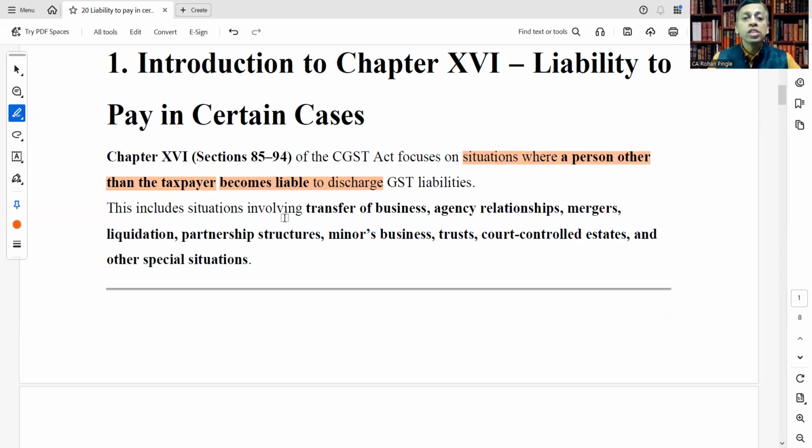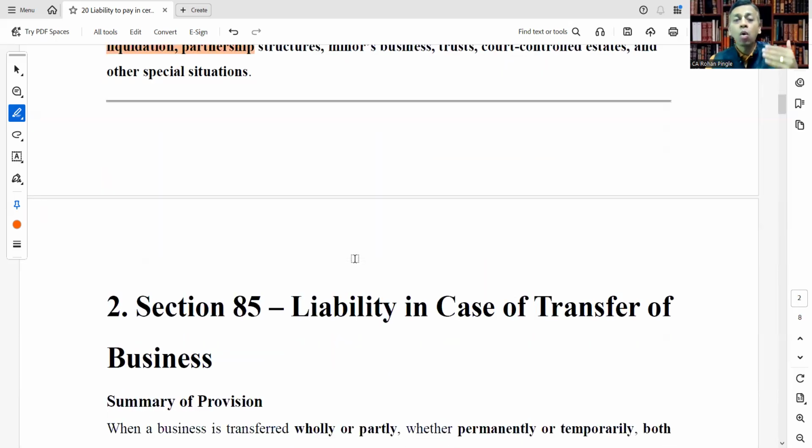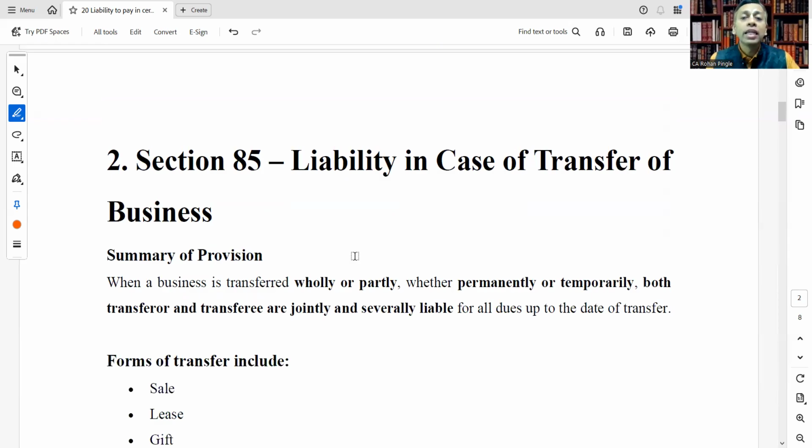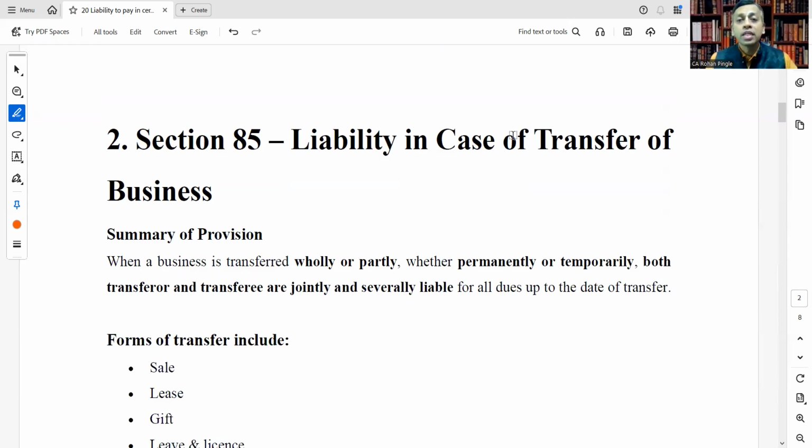This includes situations involving transfer of business, agency relationship, mergers, liquidations, partnership restructures, minors' business, trust, court-controlled estate, and other special situations. So we will deal with each section one by one. Section 85 talks about liability in case of transfer of business.